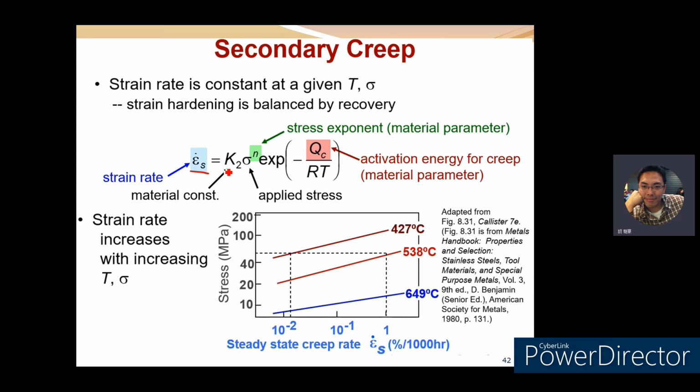Strain rate equals a constant times the applied stress with a stress exponent n, and the exponential of minus activation energy for creep divided by the constant R and the temperature T. The same, we can convert this exponential function to a log graph. We will convert it to a linear relation.